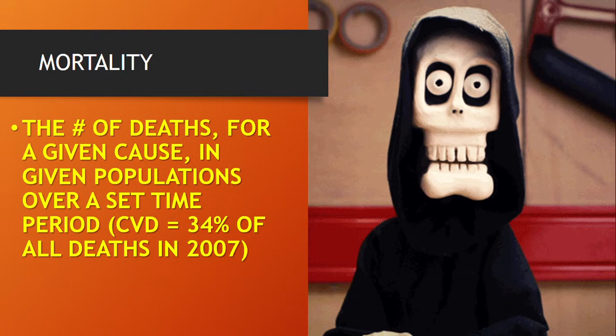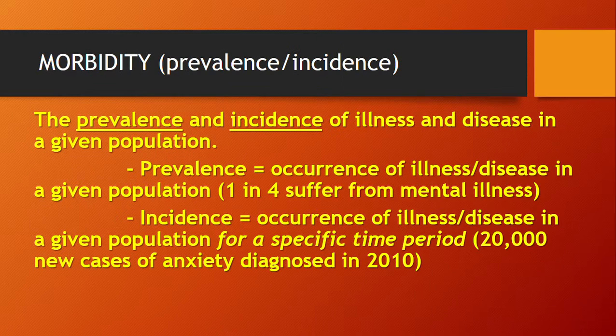As you know, mortality is the number of deaths for a given cause in a given population over a set period of time. So it could be the number of deaths from cardiovascular disease since 1944. It could be the number of deaths from cardiovascular disease between 2012 and 2014 for males. It can actually identify very specific groups, or it can be very broad.